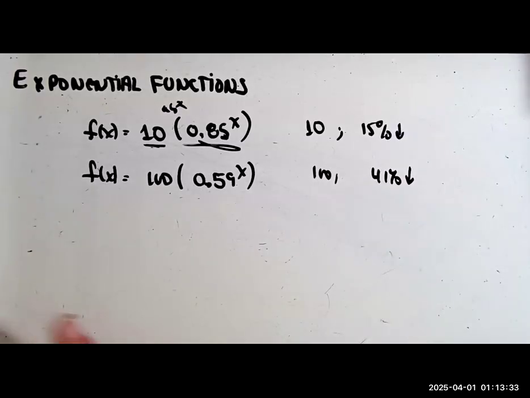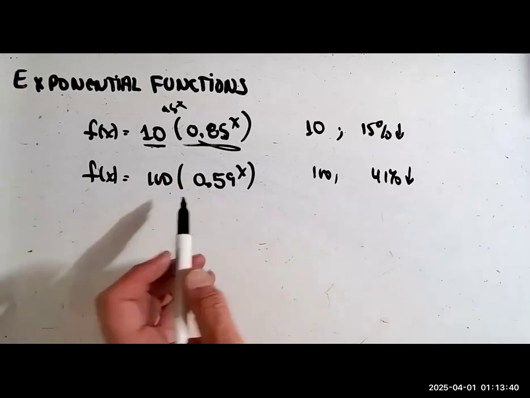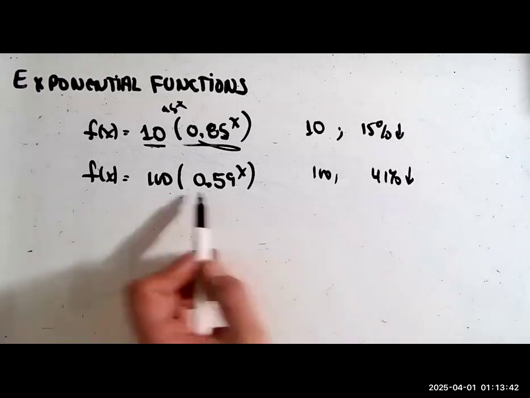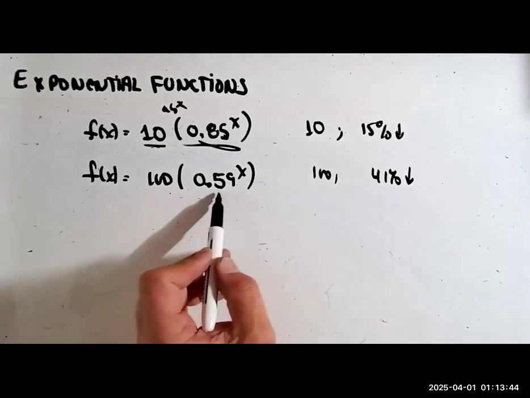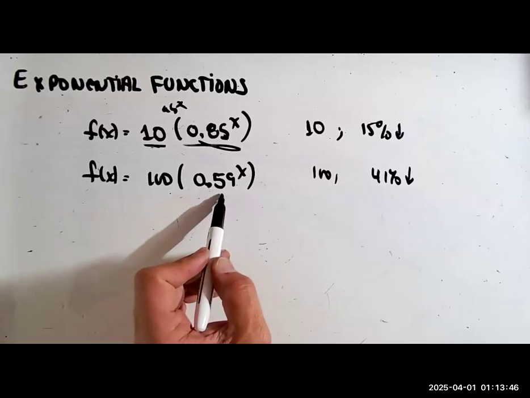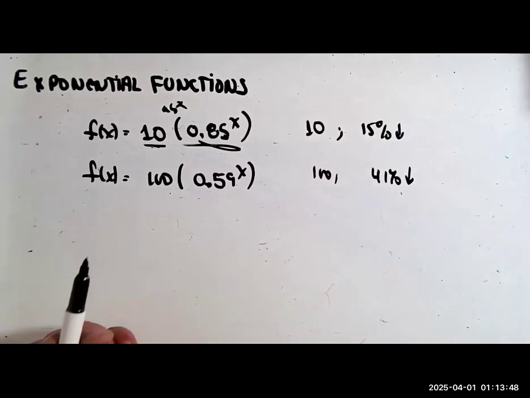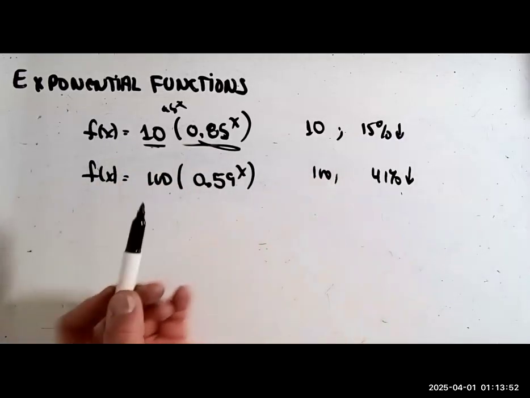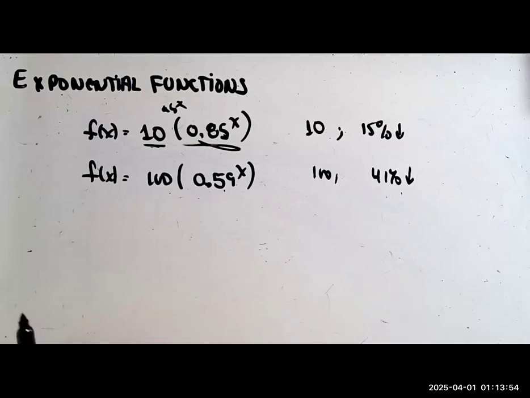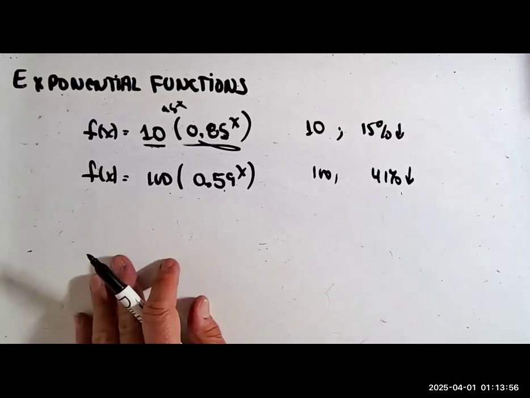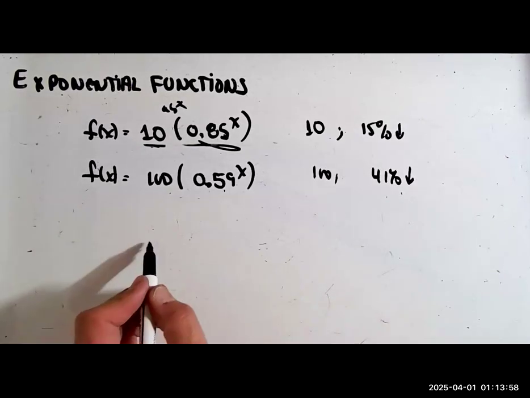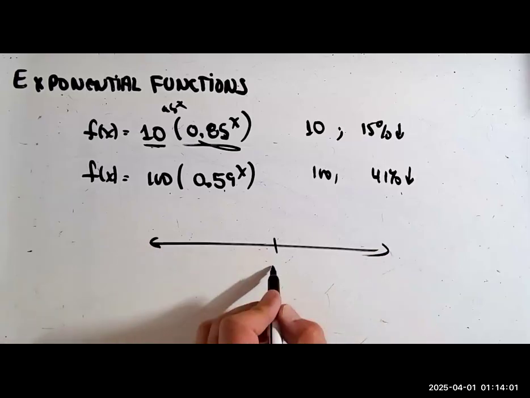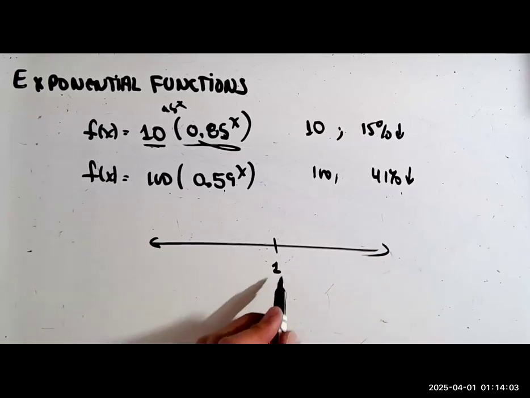Okay. So hopefully you get it. How do we find the base or the percentage? If you want a 41% decay, the base has to be 0.59. 1 minus the base will give me the percent. 1 minus 0.85 is 0.15. 1 minus 0.59 is 0.41.